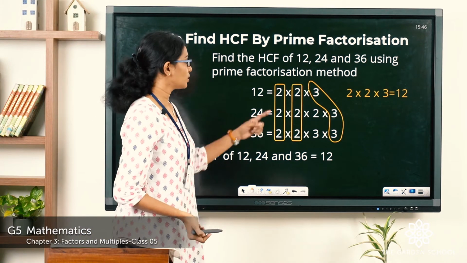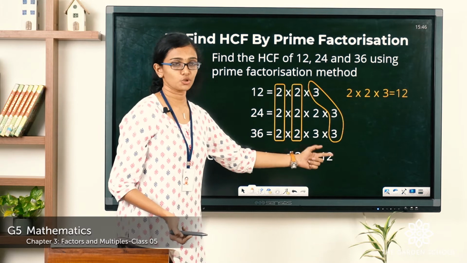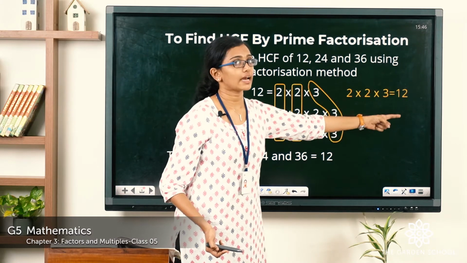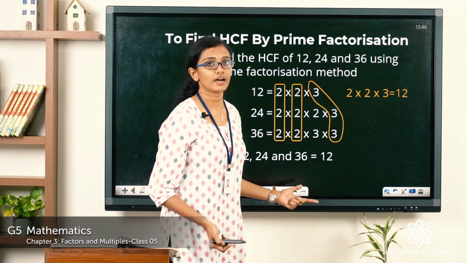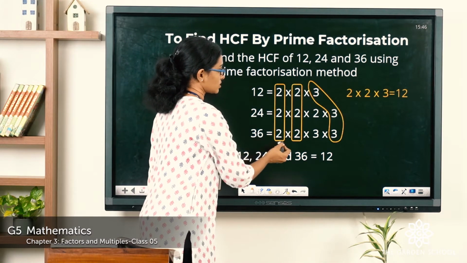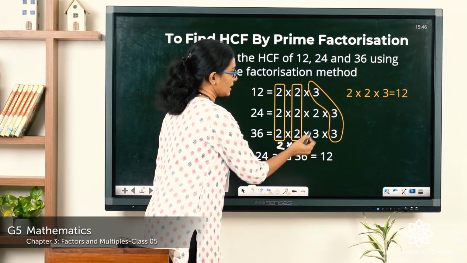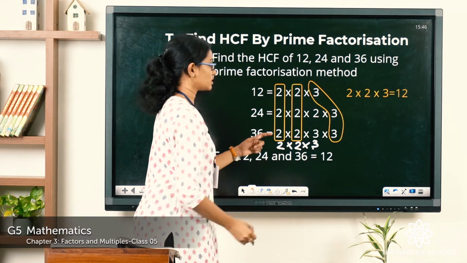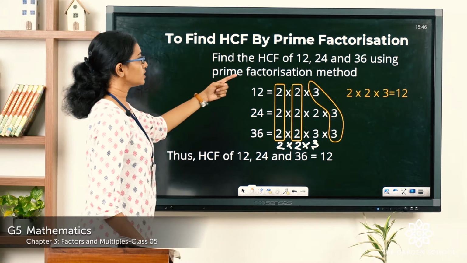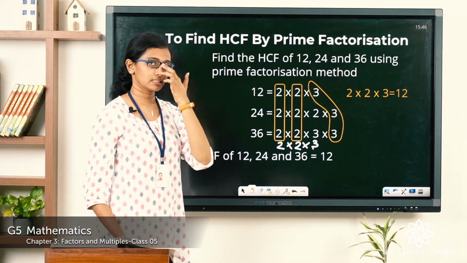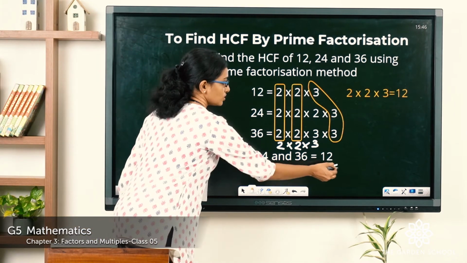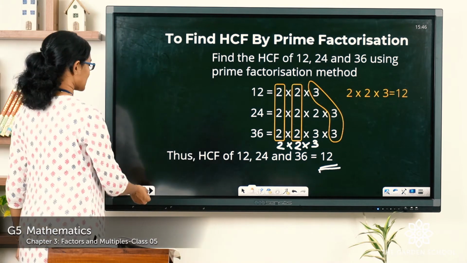Now what do we do? We have to take one from each group and then multiply these common factors, and the resulting product or the answer will be the highest common factor for these numbers. So in this case, let's take 1 2 from this group, and 1 2 from this group, and 1 3 from this group. So it is 2 into 2 into 3, 4 into 3, 12. So for the numbers 12, 24 and 36, the HCF by prime factorization method is equal to 12. I hope this is clear to you.